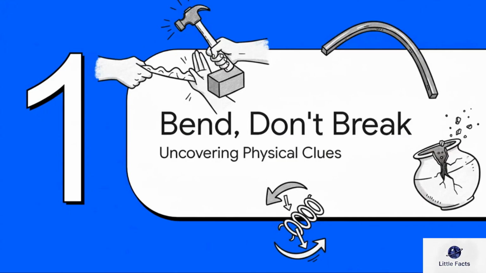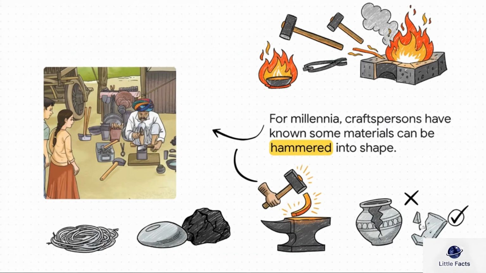So to crack this puzzle, let's start with the most obvious stuff, the physical clues. How do these materials look? How do they feel? And what happens when we try to bend or break them? Think about it. For thousands and thousands of years, people like this blacksmith understood a fundamental truth just by working with their hands. They knew that some materials could be hammered and bent into new shapes, tools, armor, cooking pans, while other things would just shatter into a million pieces. And that right there, the difference between bending and just shattering, that's our first big clue.